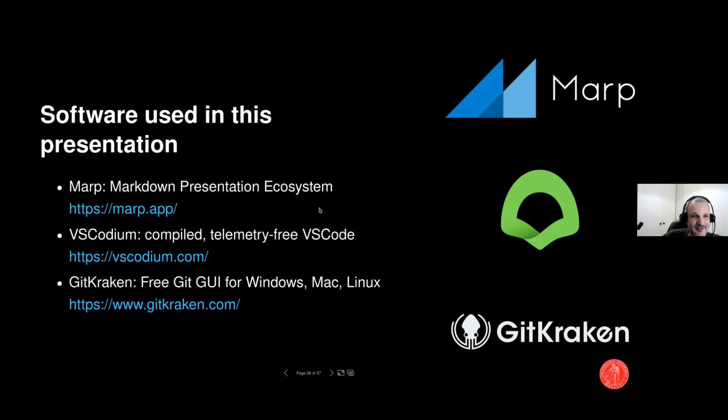If you're wondering what software I used in this presentation, the slides were done in Markdown. I used VS Codium, which is like a telemetry-free version of Visual Studio Code. So basically, Visual Studio Code without the Microsoft branding. So if you're, for example, the kind of person that prefers to use Chromium instead of Google Chrome, then you're probably going to prefer using VS Codium and GitKraken, which is a free Git GUI for Windows, Mac, and Linux.